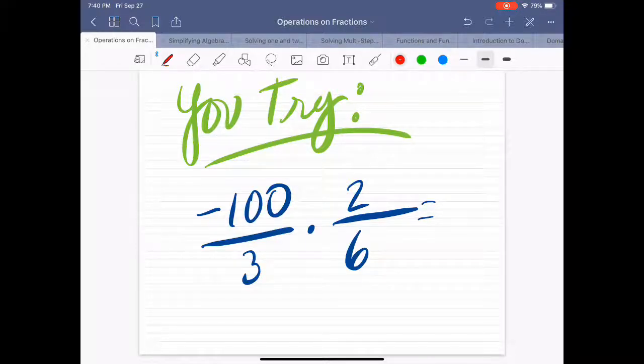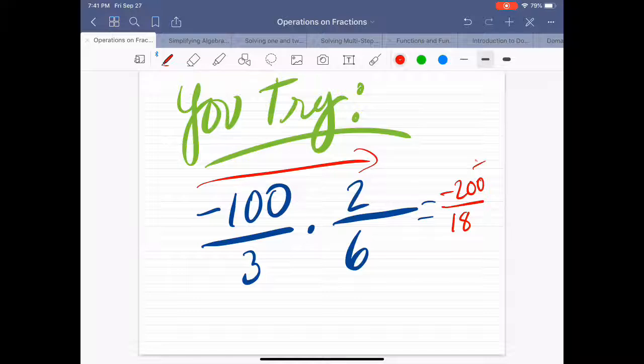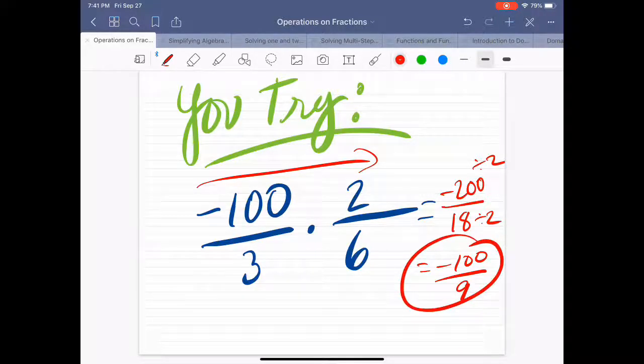Again, to multiply fractions, you multiply straight across. So numerator times numerator, denominator times denominator. So negative 100 times 2 is negative 200. 3 times 6 is 18. Both of these are divisible by 2. So let's simplify our fraction. And our final answer is negative 100 over 9.